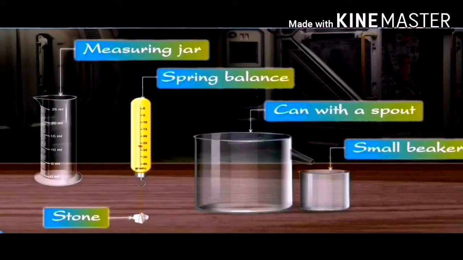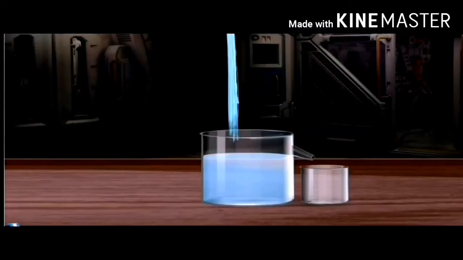So students, arrange these materials. The materials required are a can with a spout, a stone, a small beaker, a measuring jar, and the last one is a spring balance. These are the materials required to start this experiment. Clear, students? Now, pour water into the can till the water flows from the spout.